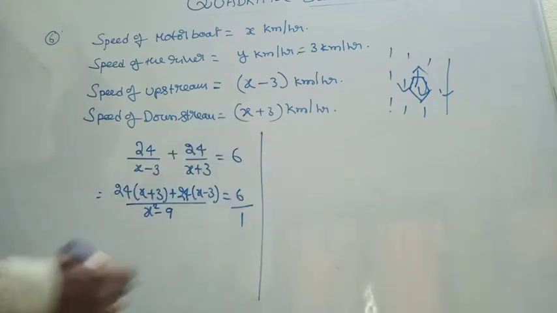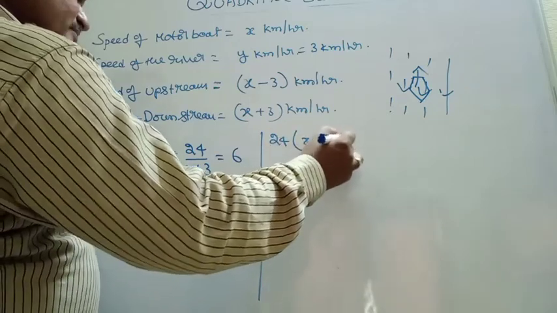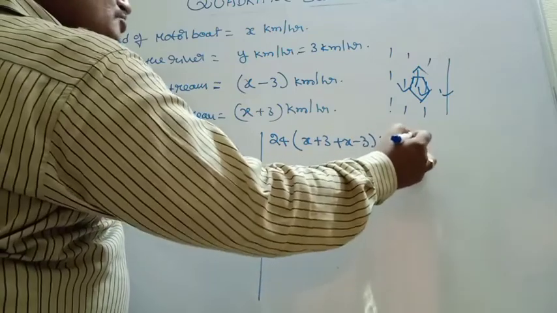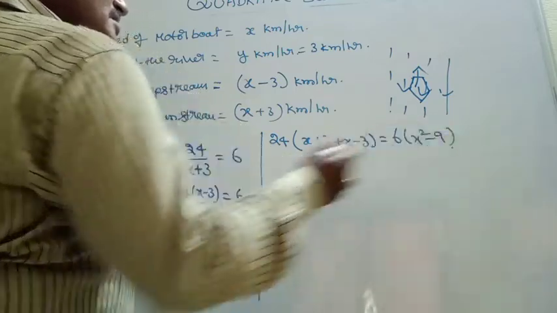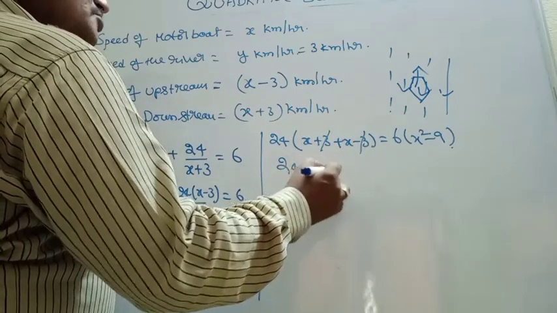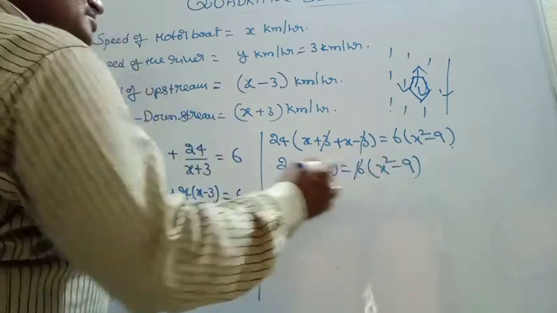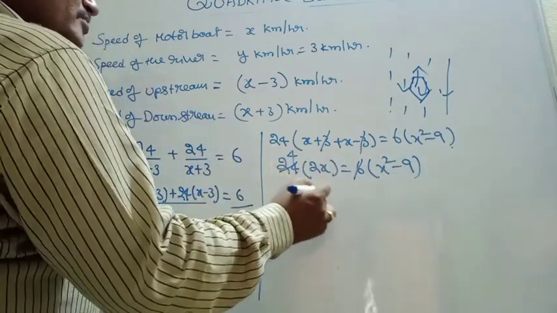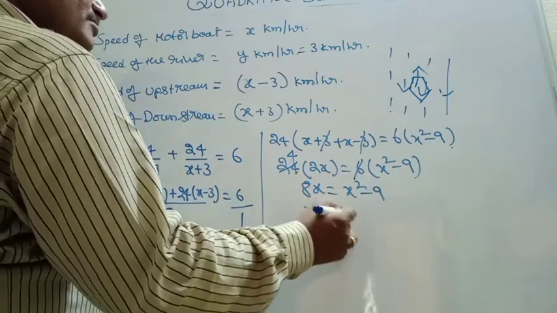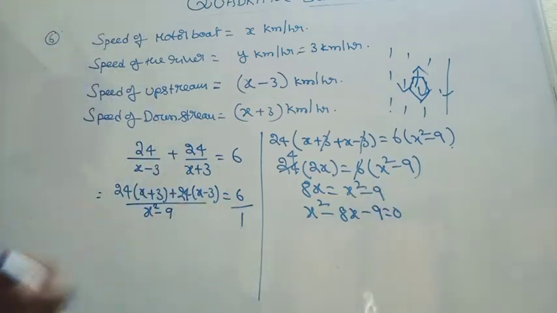Now if you take 24 common, x plus 3 plus x minus 3 is equal to 6 into x square minus 9. The plus 3 and minus 3 will cancel, so this is 2x. Now 24 into 2x is equal to 6 into x square minus 9. Six ones are 6, six fours are 24. Now 8x is equal to x square minus 9. Now x square minus 8x minus 9 is equal to 0. Now we have to do this, finding the x values.